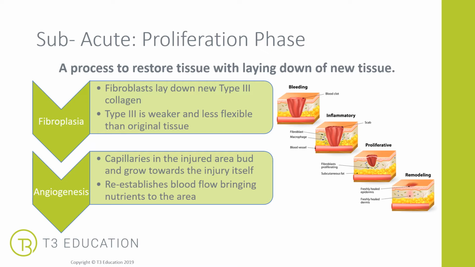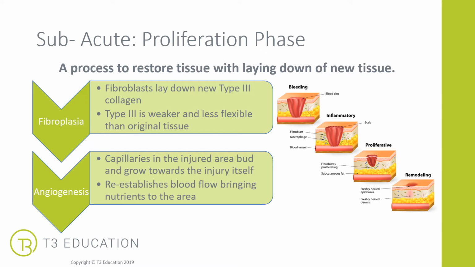The proliferation phase. This process is all about restoring tissue with the laying down of brand new tissue. And it goes through 2 stages during this process. The first one is fibroplasia. This is where the fibroblasts lay down new type 3 collagen. Fibroblasts are connective tissue cells that create new collagen, so they create type 3 after an injury. We'll talk about collagen in a few slides' time, but just to mention that type 3 collagen is a lot weaker and less flexible than the original tissue. But it's the first process to restoring that tissue.